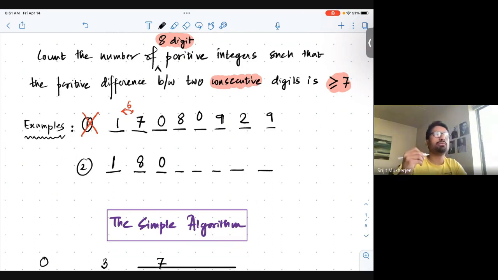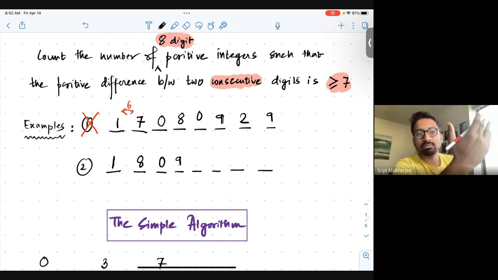Now once you have 0, then the next will be at least 7, 8, or 9, right? Like either one of them. The difference will be at least 7. Hence, the next digit should be 7, 8, or 9. So let's say you put 9. Now once you put 9, the maximum possible difference is 9, because you can have 2, that is the difference is 7, 1, that is the difference is 8, and 0, that is the difference is 9. So let's put 2.